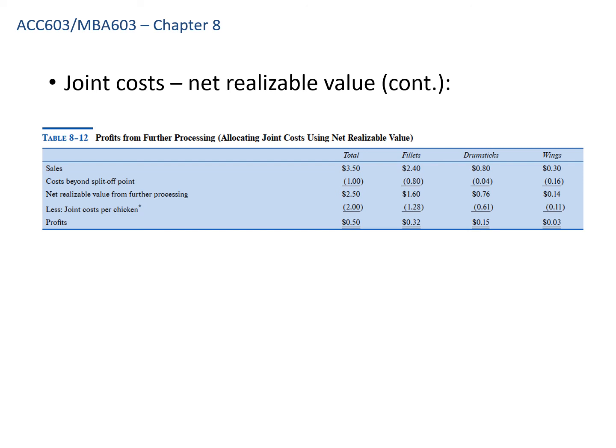So you can see now they're all getting part of that $2 cost, but it's relative to their net realizable value. Using this method is going to give you a better picture of what the profitability of each of these products are and keep you from dumping something that shouldn't be dumped.